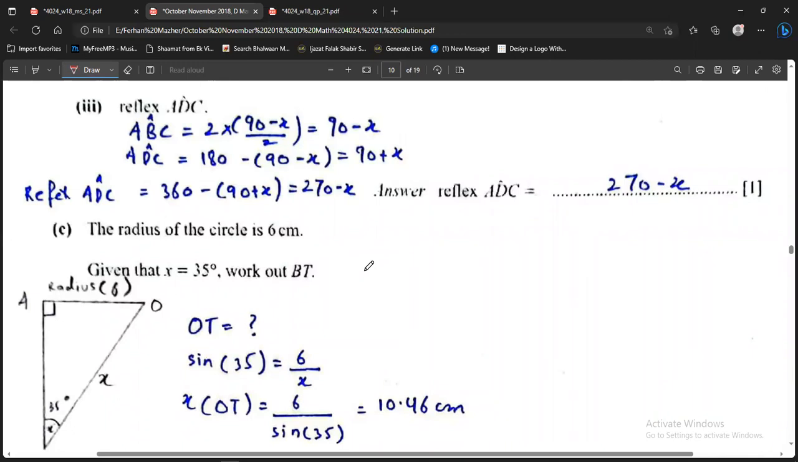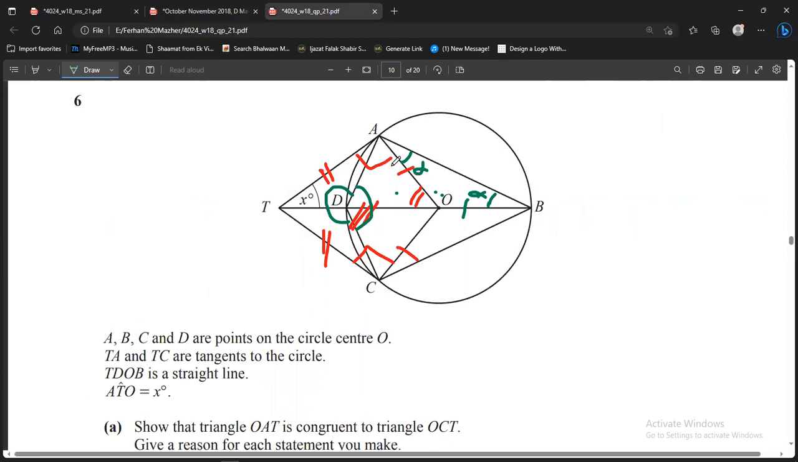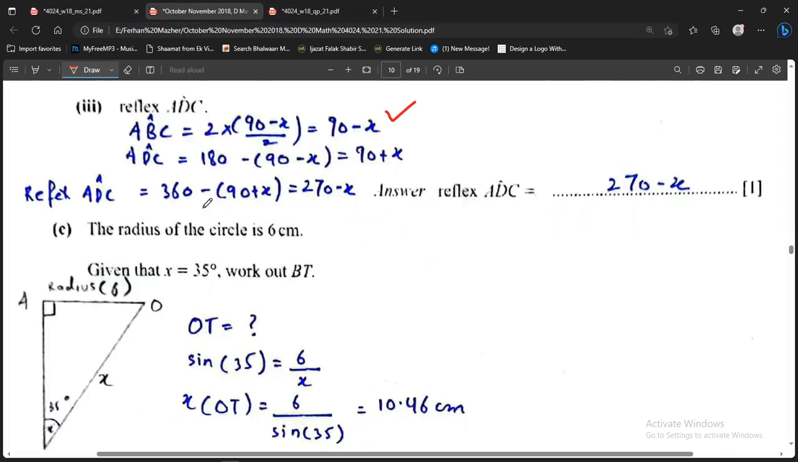So the angle ABC will be 2 multiply, bracket start, 90 minus x, whole thing divided by 2. So it will be 90 minus x. The ADC angle, that will be 180 minus bracket 90 minus x bracket close, that will be 90 plus x.